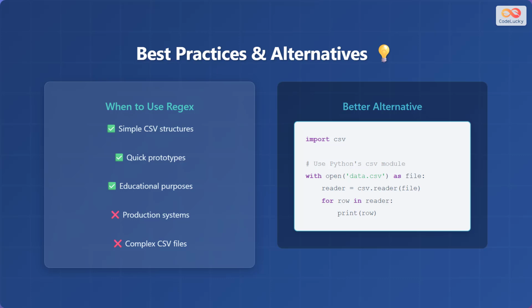Here's an example of how to use the CSV module. First, we import the CSV module. Then we open the data.csv file. We then create a CSV reader object using the csv.reader function. Finally, we iterate through each row in the reader object and print the row.